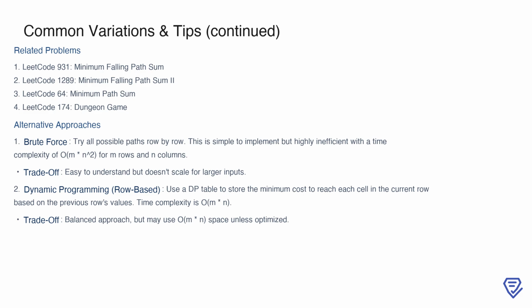A more efficient option is dynamic programming with a row-based approach. Here, you calculate the minimum cost to reach each cell in the current row based on the values in the previous row. This approach has a time complexity of O(m*n), making it a balanced choice. However, it may require O(m*n) space unless you apply further optimizations.